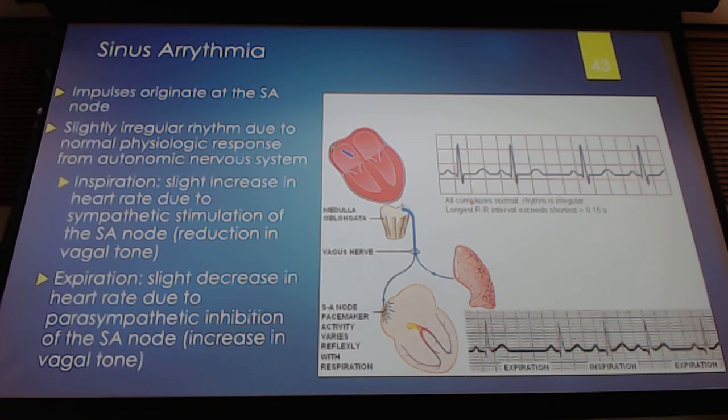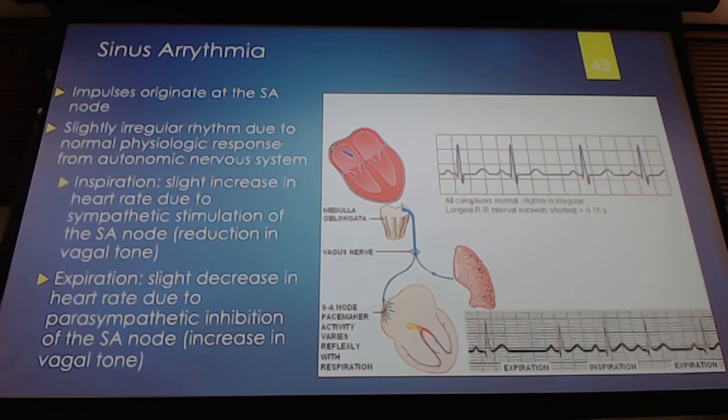Sinus arrhythmia. In a sinus arrhythmia, we have the rhythm that is generated from the SA node, but when you're looking at that bottom rhythm strip, it looks a little irregular. And even though we think about the word arrhythmia as pathologic, this is actually a physiologic variation. It occurs because some people have super sensitive sympathetic and parasympathetic systems, okay?